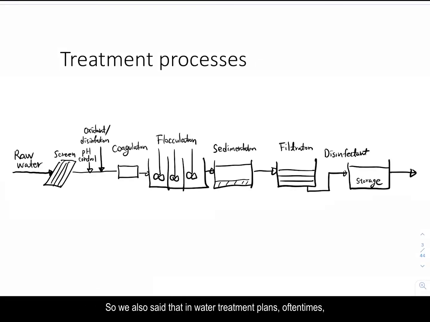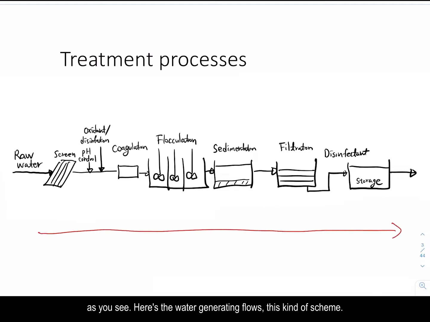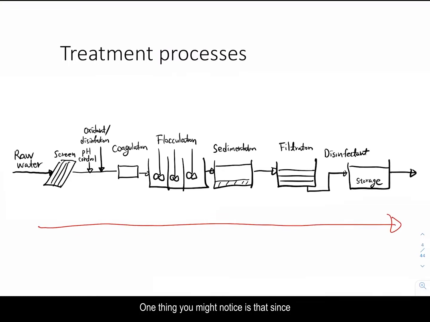Okay, so we also said that in water treatment plants, oftentimes multiple treatment processes are installed, and they will be used oftentimes in series, as you see here. So water generally flows in this kind of scheme. Okay. And one thing you might notice is that since I'm talking about the water flowing in this scheme, what I can also see is that right now we have multiple processes, right? And I'm just drawing a box here. And each of these may correspond to different processes.